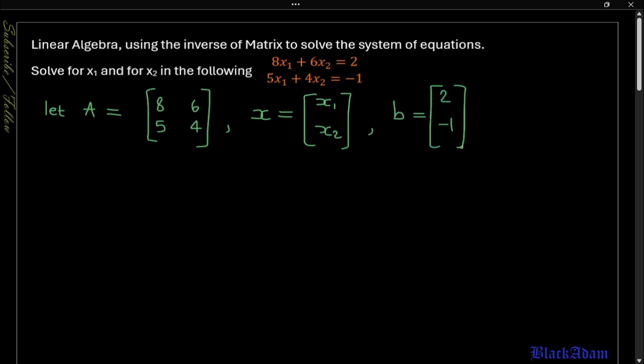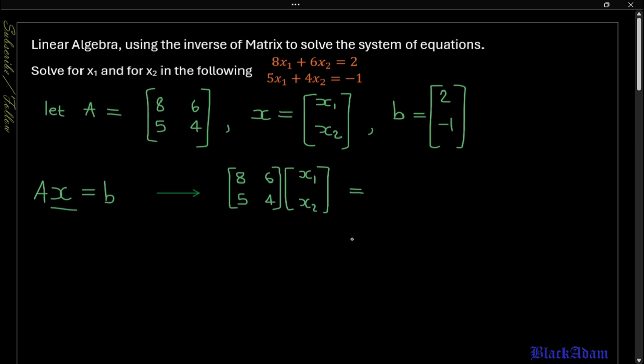Okay, that's b. And now let's define the equation. Ax equals b, so that's the system. So we reduce it to that. We know that our A is 8, 6, 5, 4, and then our x is x1, x2, and then we have our b, which is the constant, that's 2, -1, and that's our b.